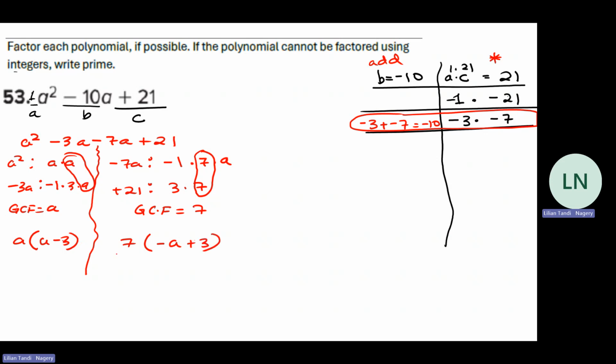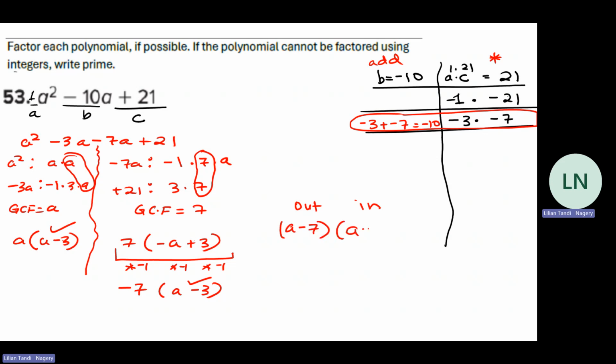My insides are not the same. I am going to multiply everybody by negative 1. I am going to get negative 7 times a minus 3. My insides are now the same. I will write my answer: out, in, out is a minus 7, in is a minus 3. Box your answer.